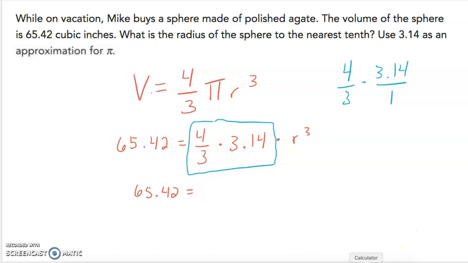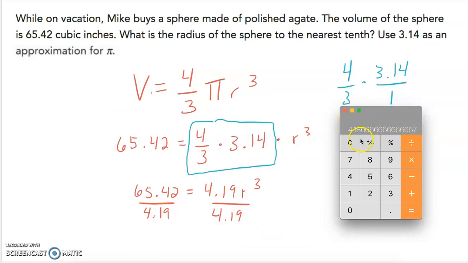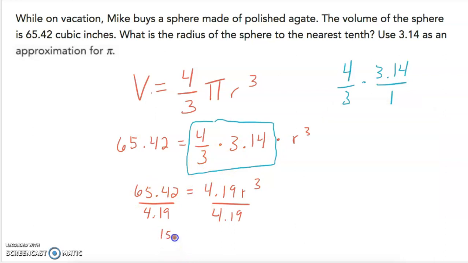65.42 is equal to 4.19 r cubed. Again, we want to get this r cubed by itself, so let's divide both sides by 4.19. 65.42 divided by 4.19 is equal to 15.6, we'll say. So 15.6 equals r cubed.